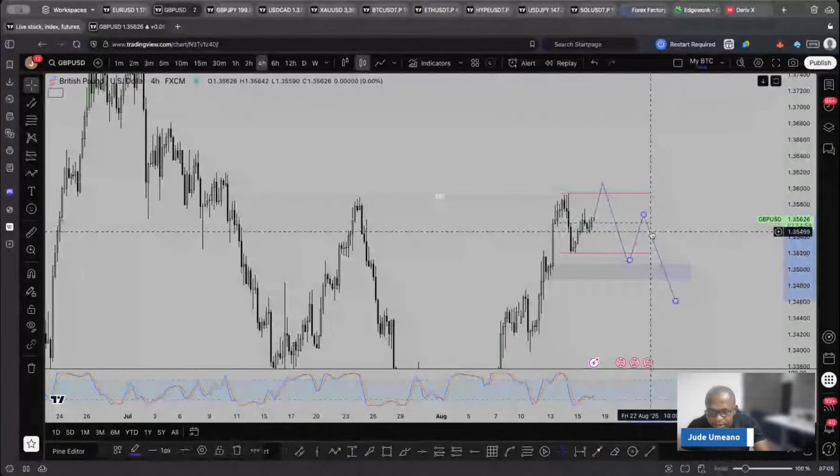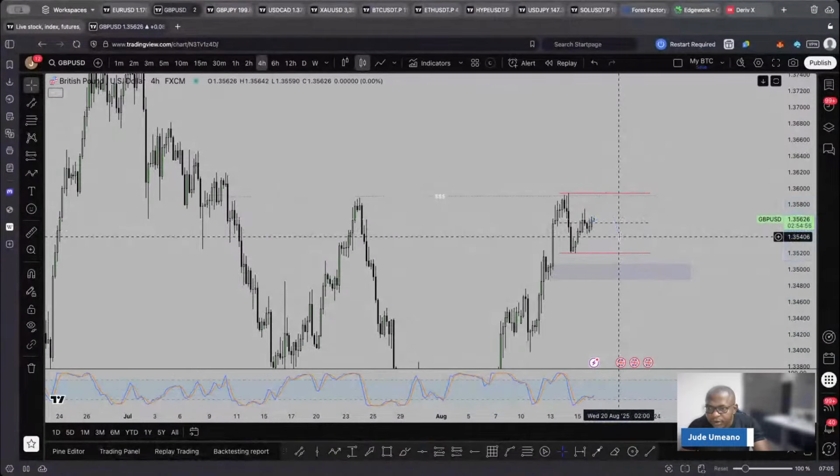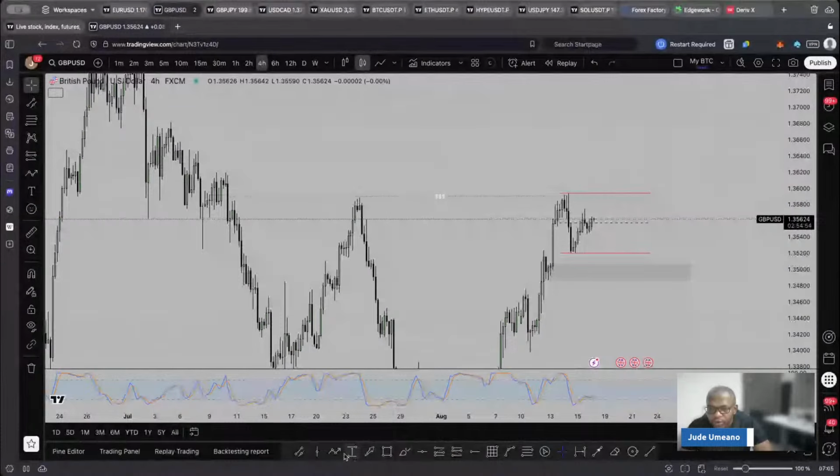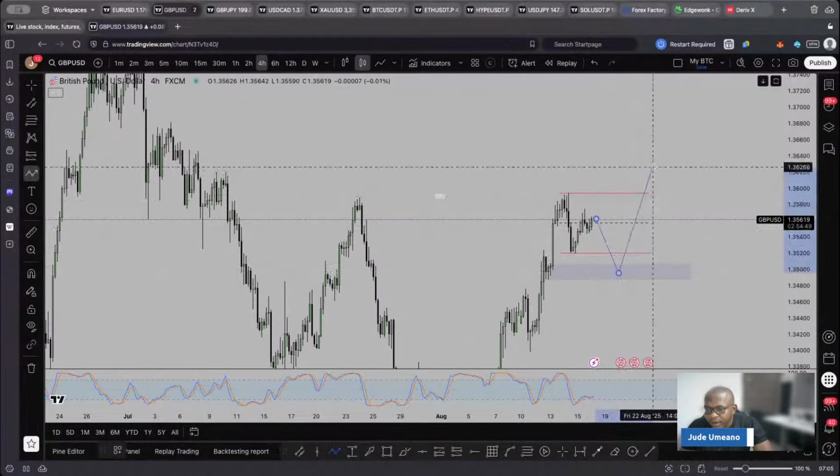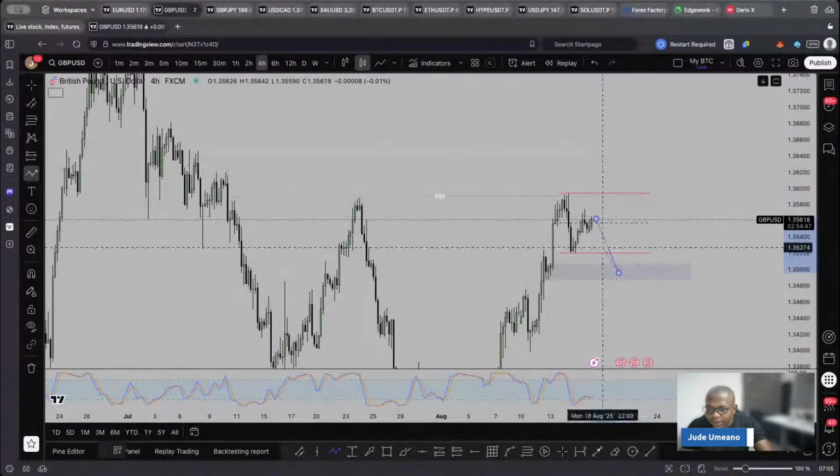This is scenario one. Scenario two is that we come all the way down, then take this demand we have here, then we can go higher.